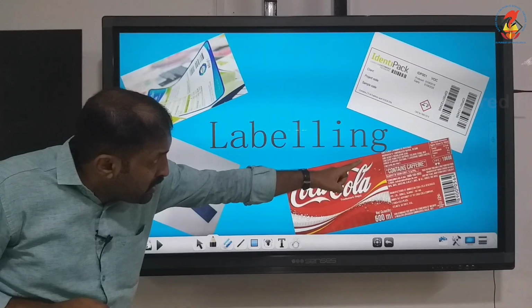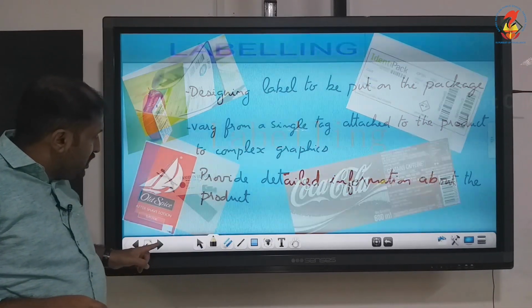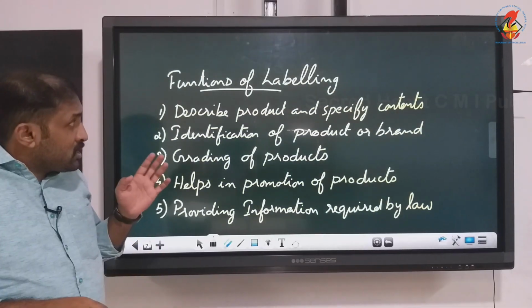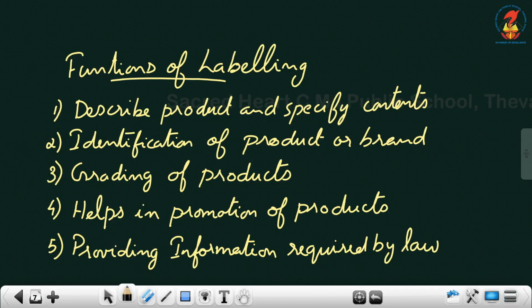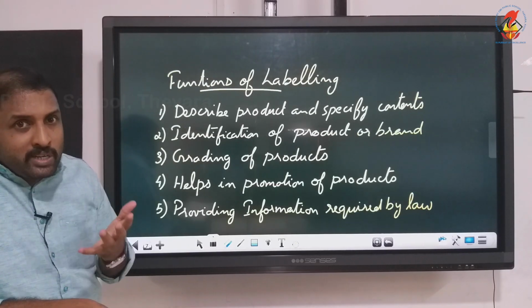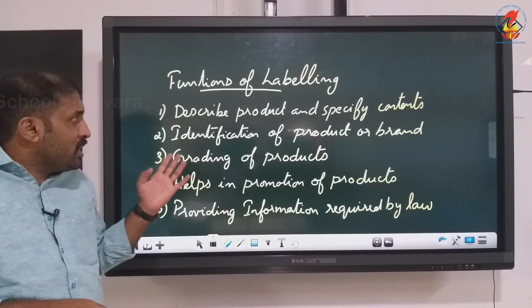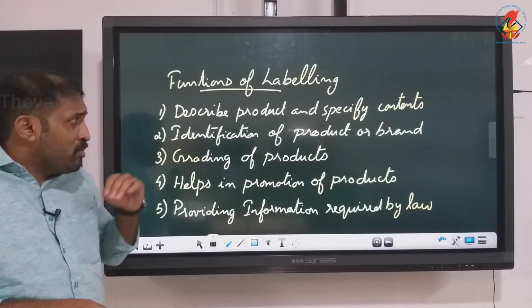The contents will be written. So what are the ingredients? Everything will be there. It describes what the product is, what all things are there in the product, how it is helping us. All the details regarding the product are very clearly stated. What is the specialty of the product, what all quality tests it has passed, everything will be there in the label.